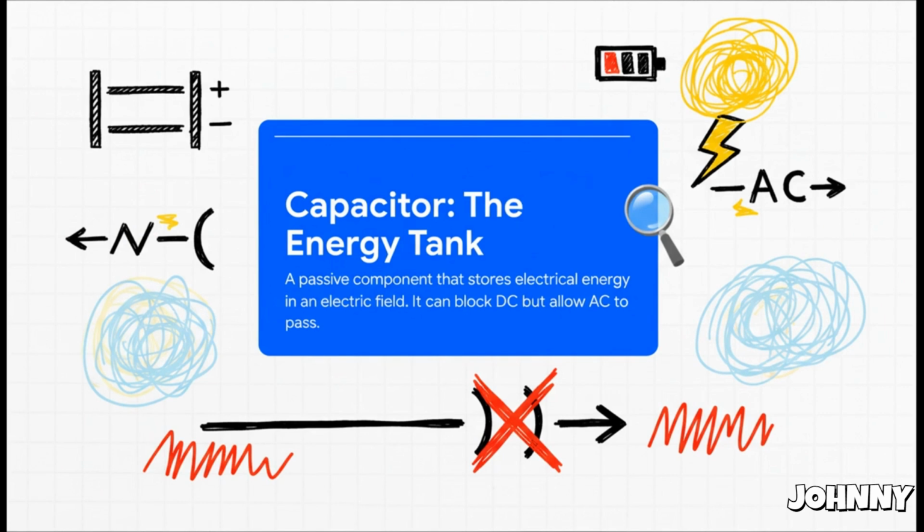Next, we have the capacitor. You can think of this as a tiny little energy tank. It can store up a charge of electricity and then release it incredibly quickly. One of its neatest tricks is that it completely blocks steady DC current, but it lets the back and forth flow of AC pass right on through.